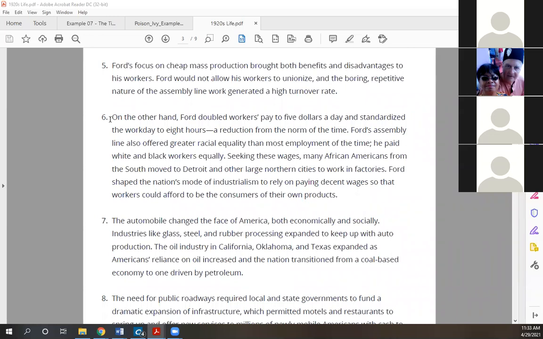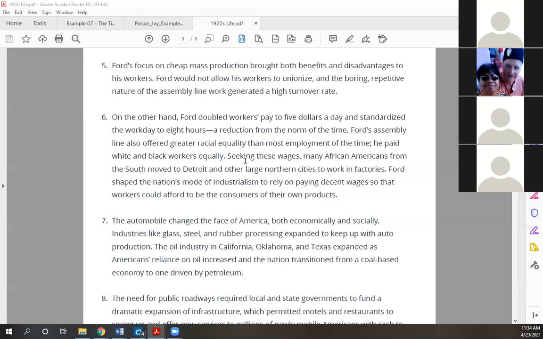Ford also offered greater racial equality than most employment of the time. He paid white and black workers equally. Seeking his wages, the African Americans from the South moved to Detroit and other large cities to work in factories. Ford shaped the nation's mode of industrialism to rely on paying decent wages so that workers could be the consumers of their own products.